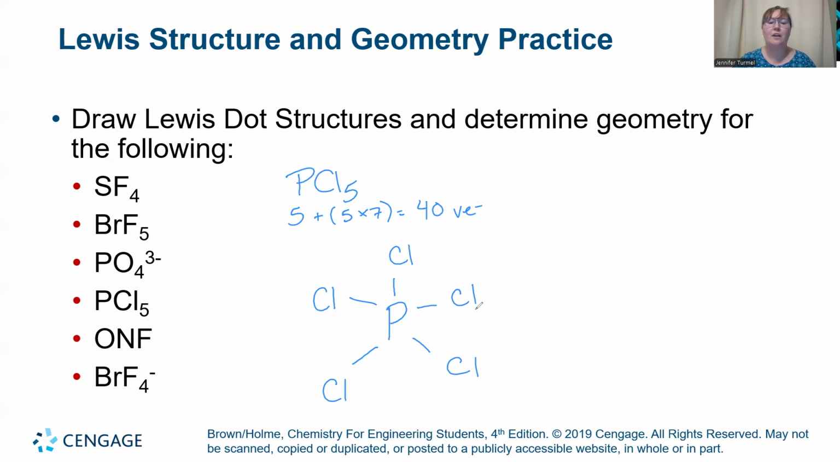And we have 10 so far, and 12, 14, 16, 18, 20, 22, 24, 26, 28, 30, 32, 34, 36, 38, and 40. Okay. Our phosphorus has an expanded octet here. And now there are no lone pairs on the center atom.